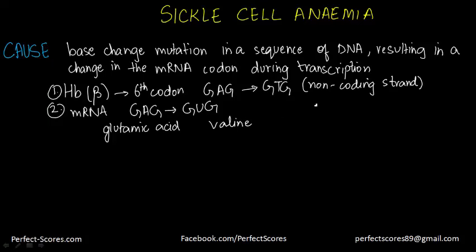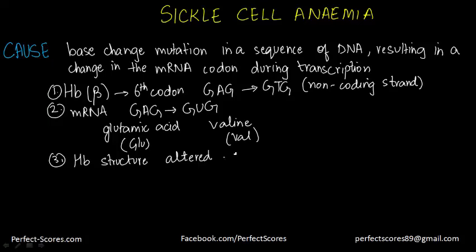So basically the DNA of the non-coding strand changes from GAG to GTG. The mRNA changes from GAG to GUG. And the amino acid changes from glutamic acid, GLU, to valine, VAL. Now this change of amino acid alters the structure of hemoglobin. So the hemoglobin structure is altered in a negative way, obviously.